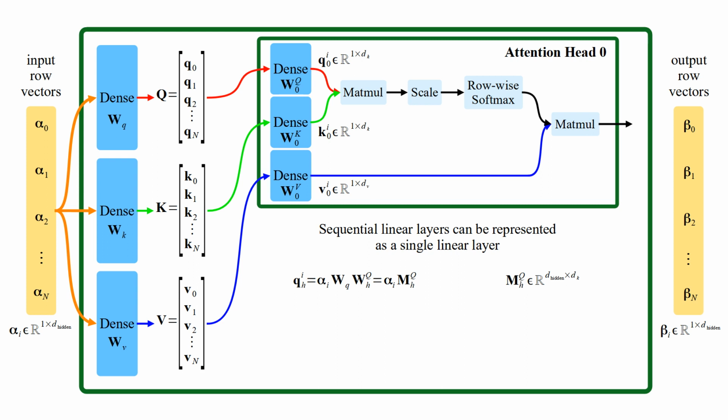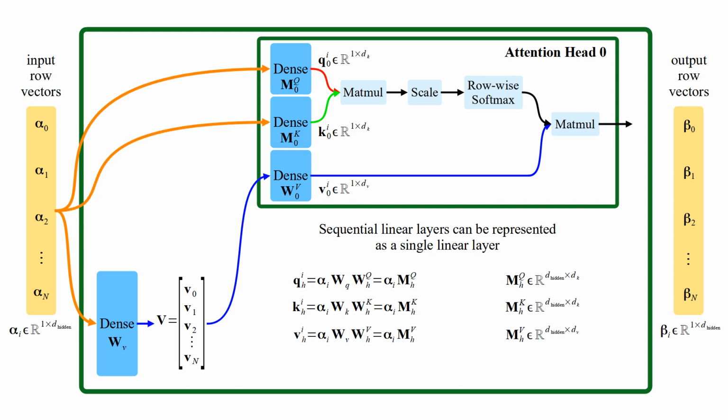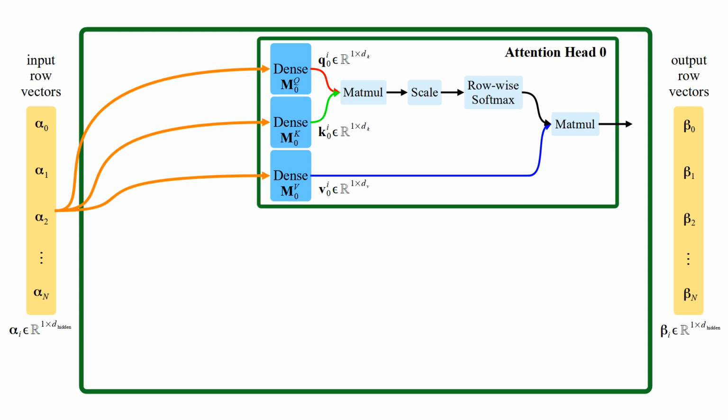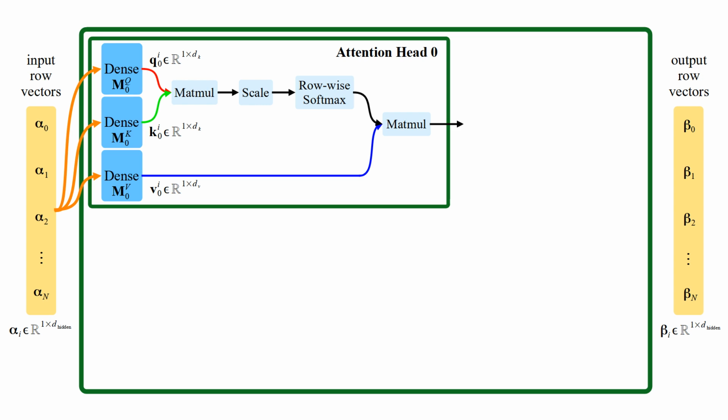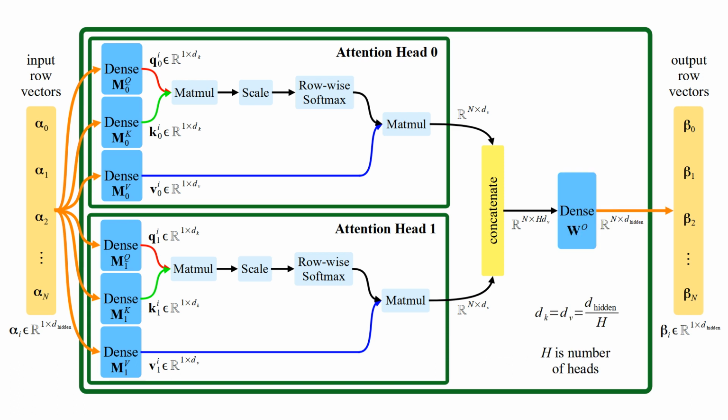For query vectors, for key vectors, and for value vectors. This is attention head 0. Other attention heads are added in parallel. Outputs are concatenated. And one final transform is applied.